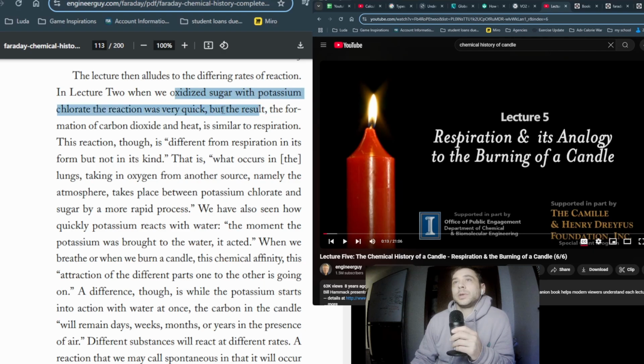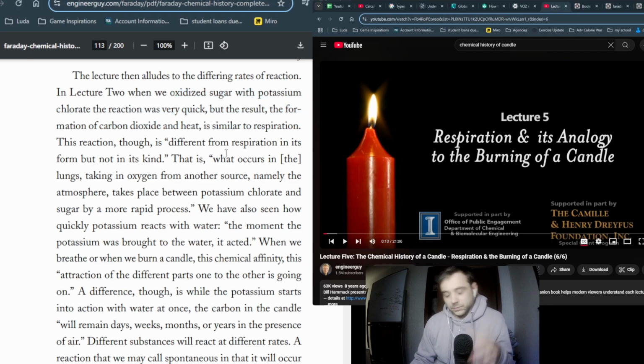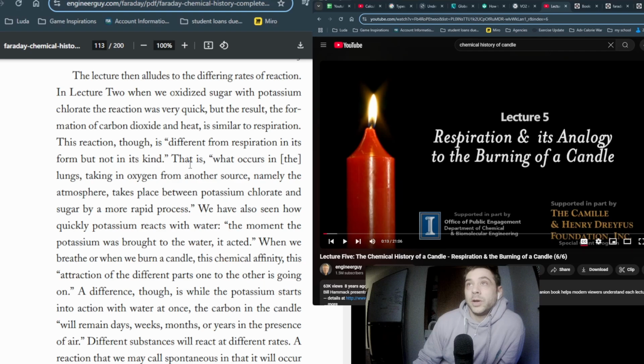Oxidizing sugar with potassium chlorate, the reaction was very quick, with the result the formation of carbon dioxide and heat, similar to respiration. It's not true. I'd say the majority of the heat of your body is caused by friction.